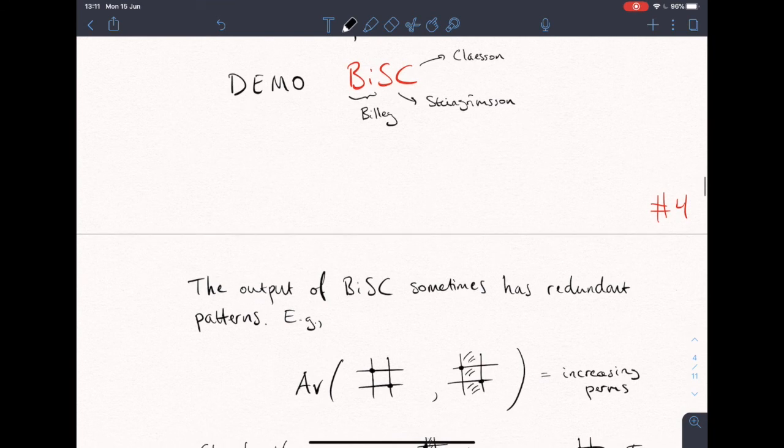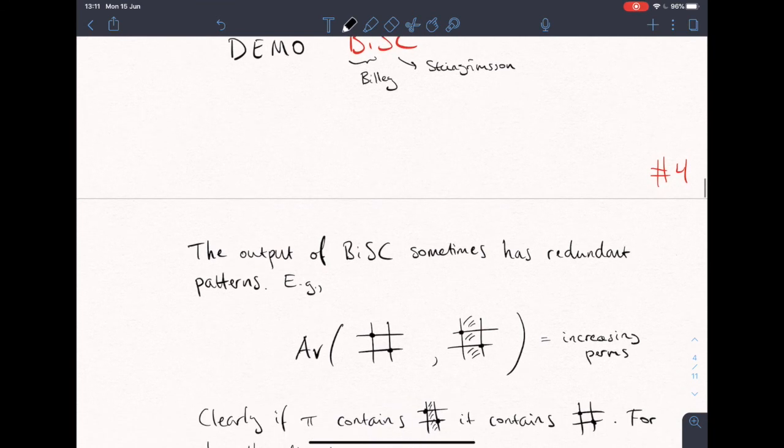Now clearly, if pi contains a descent, it contains an inversion. If pi contains this mesh pattern, it also contains this classical pattern. For the other direction, the permutation contains this classical pattern. Let's try to systematically prove it also contains the mesh pattern.